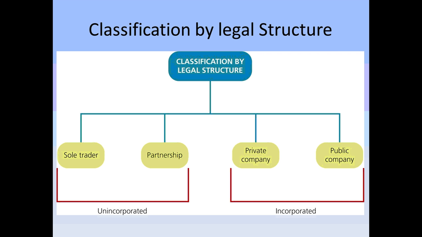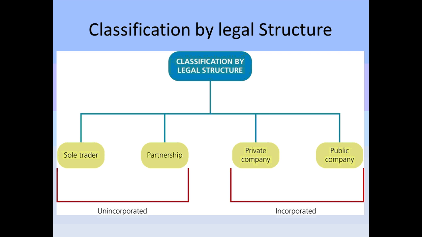For example, if you sue a sole trader, you are suing the person, or if you sue a partnership, you are suing the partners within the company, and they have liability for their debts. Whereas a private company or a public company are considered incorporated, which means they've been made into a corporation. That corporation exists as a legal entity in its own right. When you sue a company, you are suing the company itself, not the owners of it, and the company is liable for its own debts.